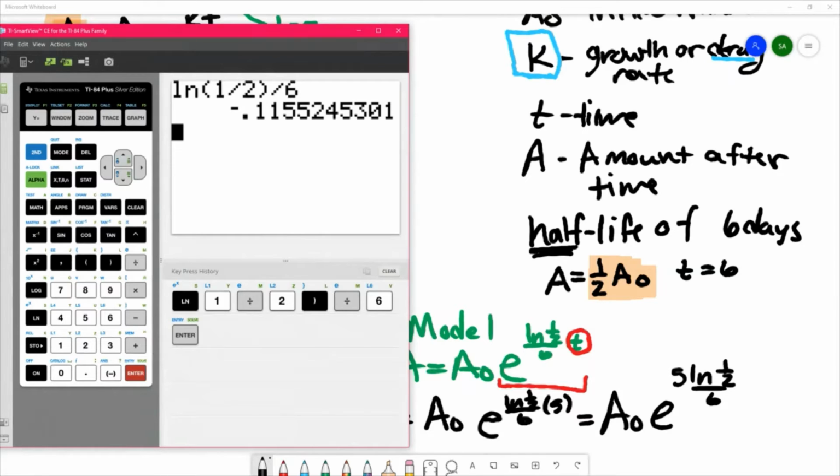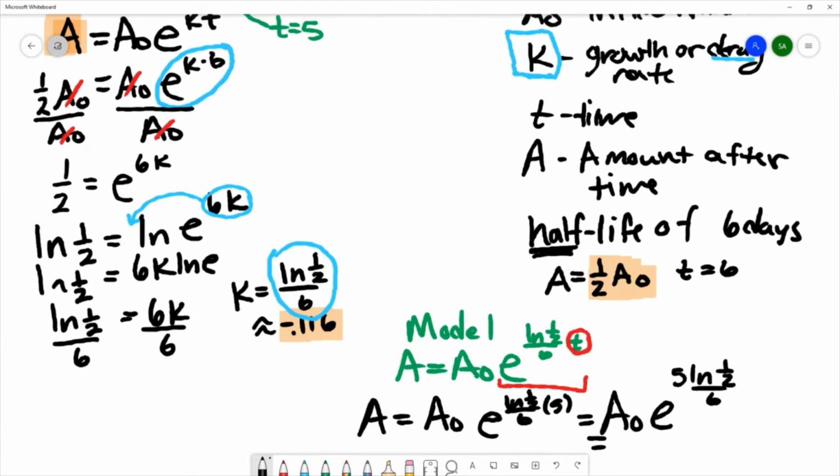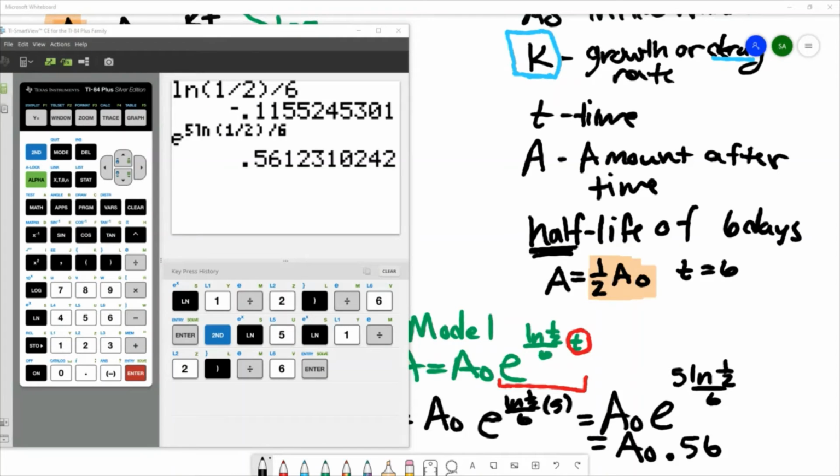So I'm going to type e to the 5 natural log of 1/2 over 6. So that gives me, I didn't memorize that, 0.56. Okay, so we've got 0.56, which we'll round to those 2 decimal places.